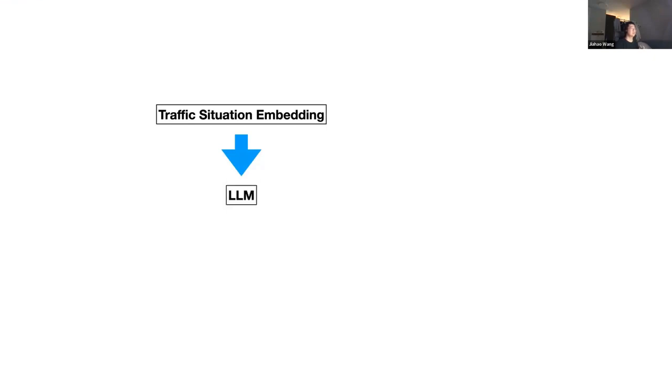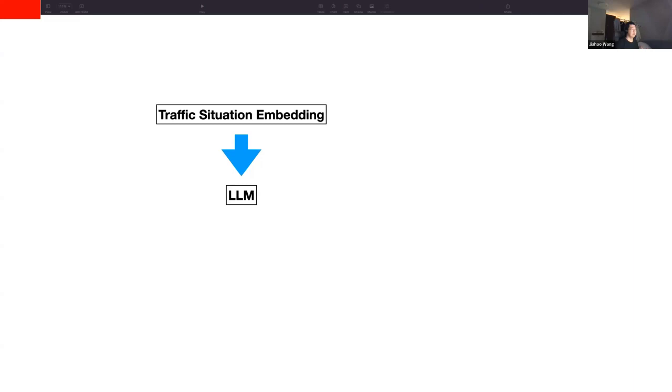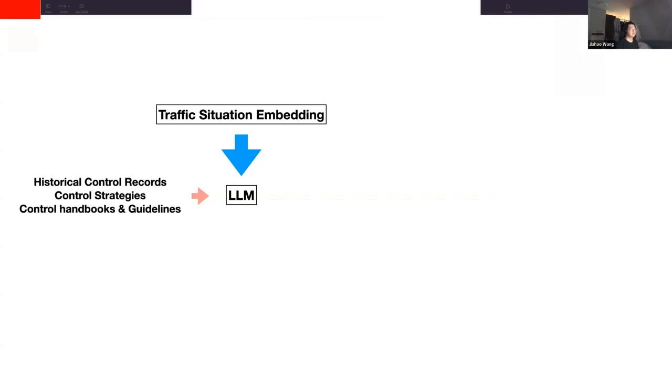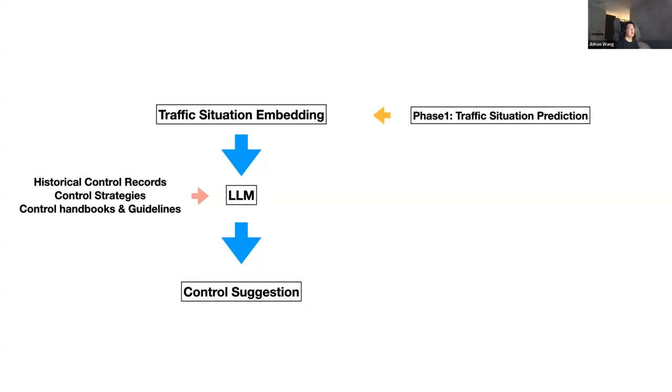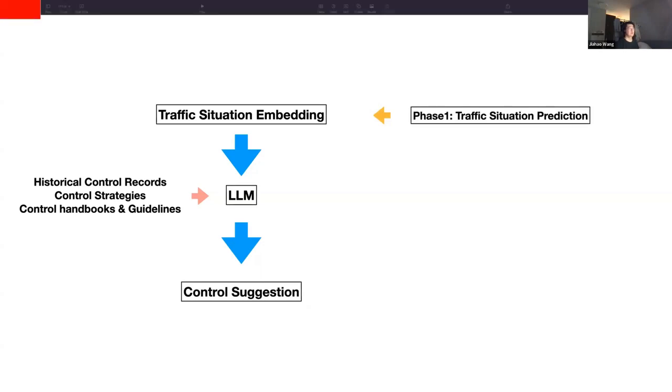This application starts with traffic situation embedding. After embedding the traffic situation in a way that the large language model can understand, the large language model can be trained using historical control records, control strategies, control handbooks, or some guidelines. Then the large language model is capable of making control strategies based on that information. For our ongoing research, phase 1 is about transit situation prediction, which takes the transit situation embedding as a really important step.